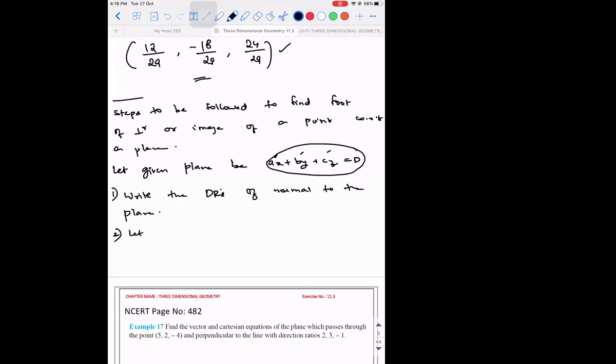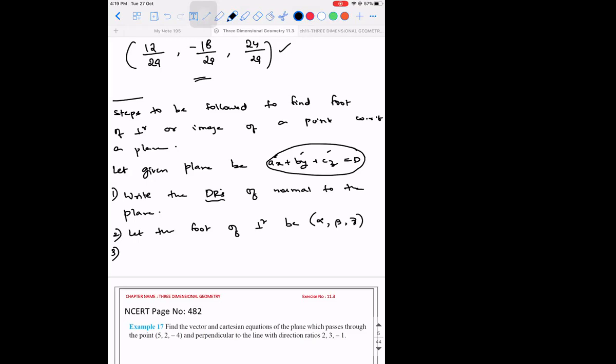Assume the foot of the perpendicular. Let the foot of perpendicular be... So for the image also, you need to do the same thing, solve using the foot of the perpendicular only. So the image problem we'll see later. As of now, we have the foot of perpendicular. So let the foot of perpendicular be alpha, beta, and gamma.